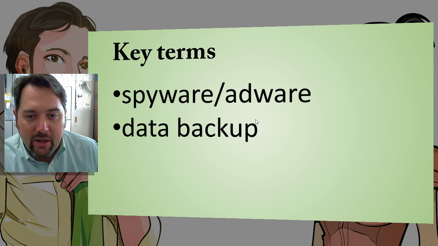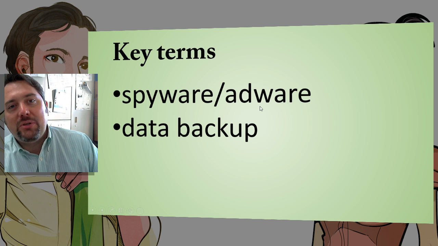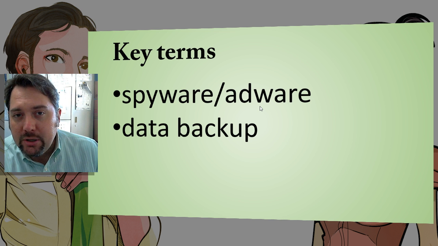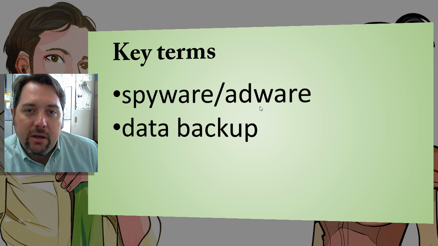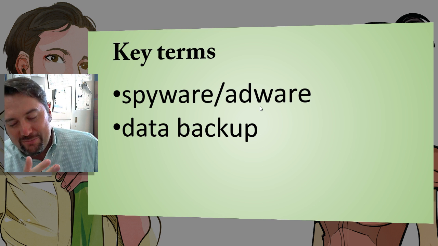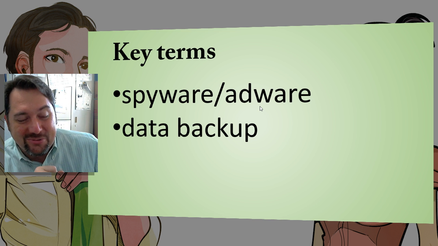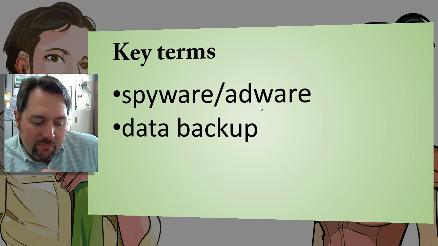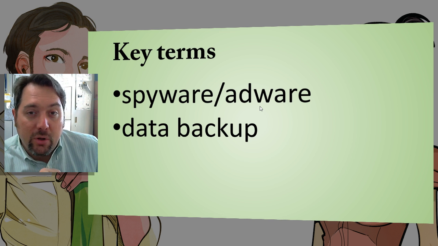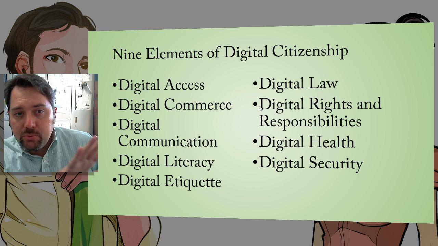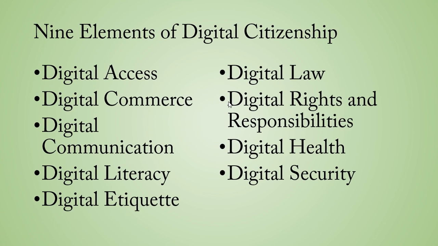And backing up, which is probably the safest and most beneficial thing you can do to keep yourself secure, is to back up your data on a separate hard drive or on the cloud. There are issues with that as well, but if you have a backup of your data, it can probably save you a lot of headaches in the future. So those were the 9 elements of digital citizenship.